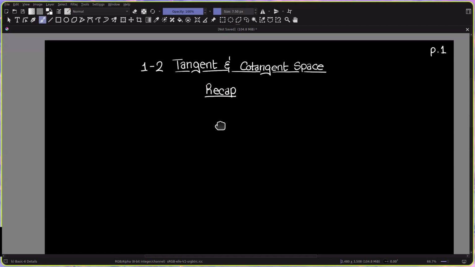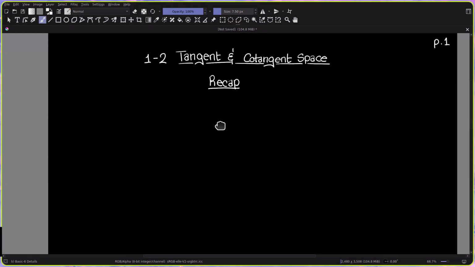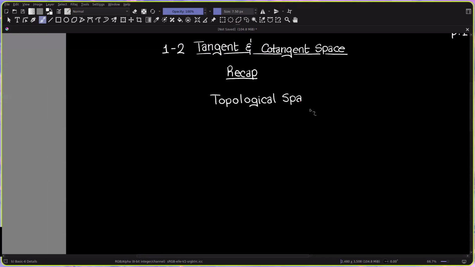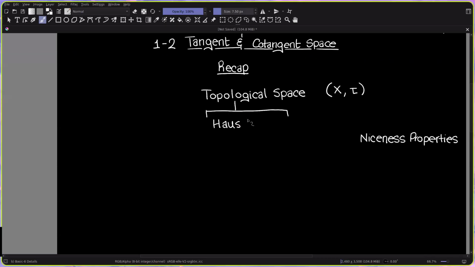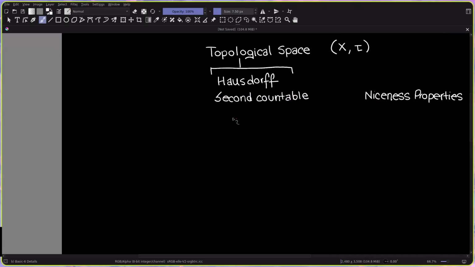We start with spaces that don't have any smooth structure. We said that the space needs to be Hausdorff. Secondly, we said that the space needs to be second countable, which means that its basis needs to be countable. And thirdly, and this is the most important point, it needs to be locally Euclidean.